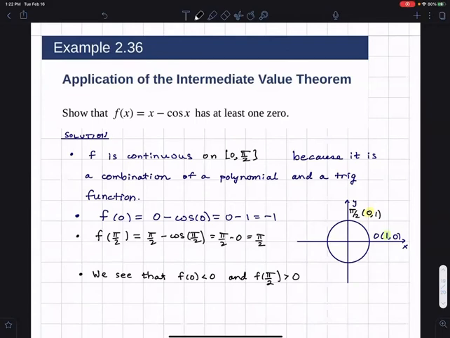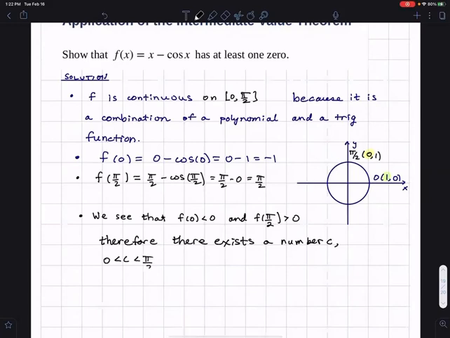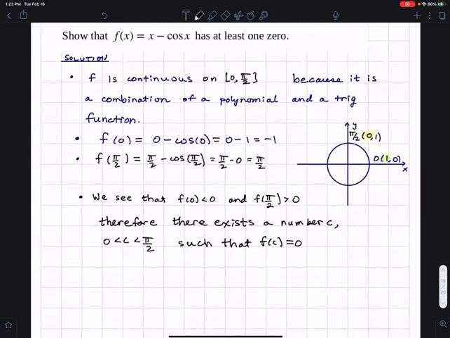It's greater than 0. But because the function is continuous on the interval from 0 to pi over 2, therefore there exists a number c. C is going to be between these x values. So c is an x value, and it's between 0 and pi over 2, such that f of c is equal to 0 by the intermediate value theorem, which you could just call IVT.